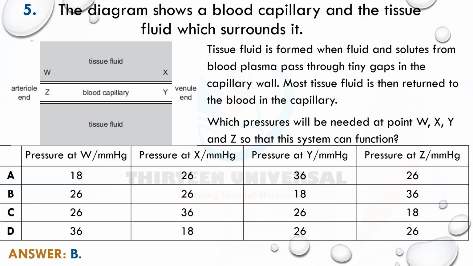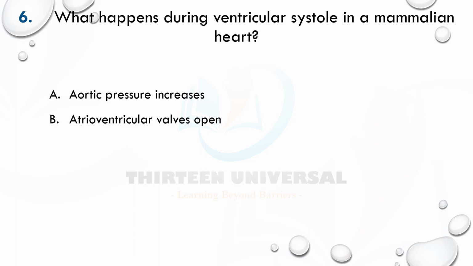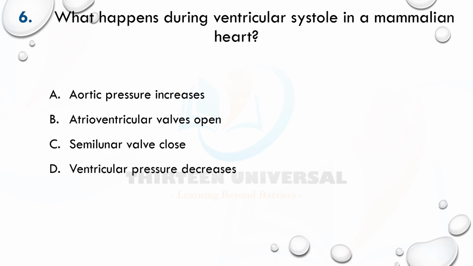B. All right, let's run. What happens during ventricular systole in a mammalian heart? So what happens? Remember, aortic pressure increases, atrioventricular valves open. Okay, so what happens? Now, my people, I think I did this one with the topicals on animal transport. Watch this.